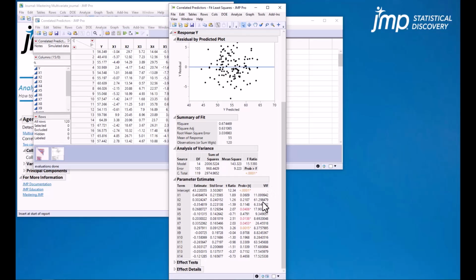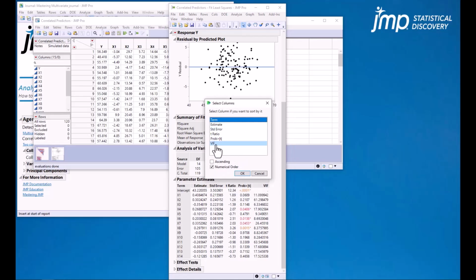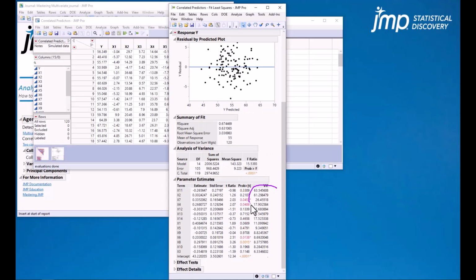So you can sort this table by this column if you right-click and say sort by column, and we can sort by VIF and click OK. And now these big ones are at the top and the smaller ones are at the bottom.